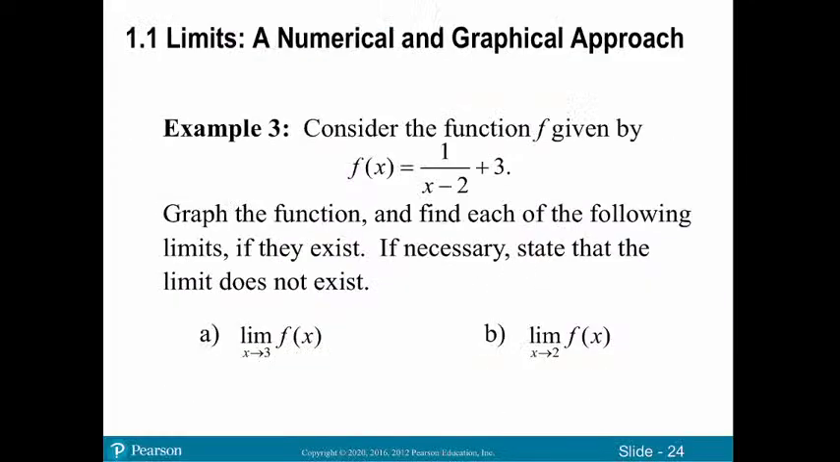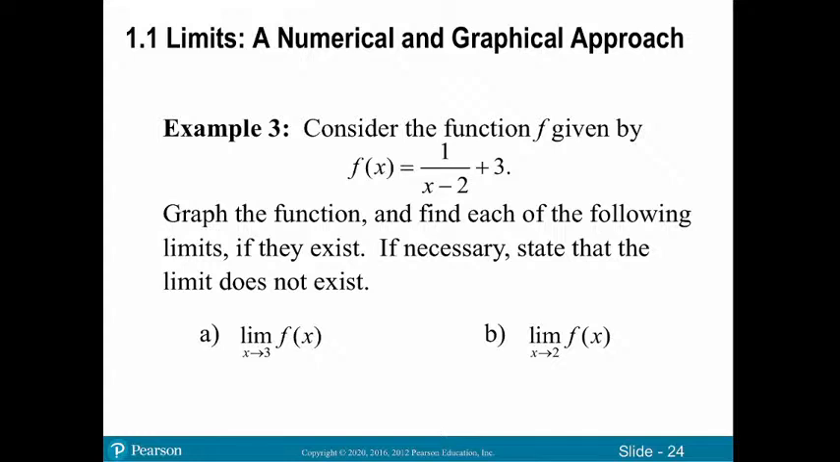Let's try another one. So consider the function given by this. We're asked to graph the function and find each of the following limits if they exist. If necessary, state that the limit does not exist. So the limit as x approaches 3, right? So we're just concerned with, as we get close to 3 coming from the left and as we get close to 3 coming from the right, what are the y values getting close to?